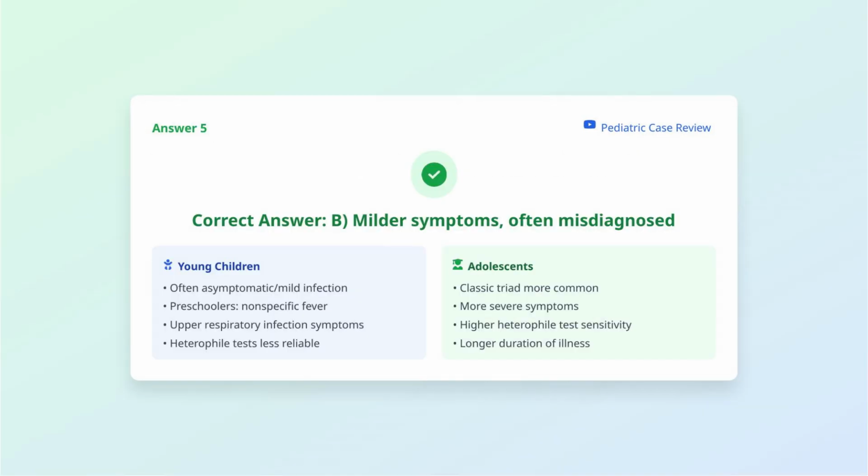The correct answer is B. milder symptoms, often misdiagnosed. In young children, infectious mononucleosis often presents with milder symptoms or may even be asymptomatic. Preschoolers typically show nonspecific fever and upper respiratory infection symptoms rather than a classic triad. Additionally, heterophile antibody tests are less reliable in young children, making diagnosis more challenging. In contrast, adolescents are more likely to present with the classic triad of symptoms, more severe manifestations, and have higher heterophile test sensitivity, leading to easier diagnosis. This age-related variation in presentation is crucial for pediatric clinicians to recognize.